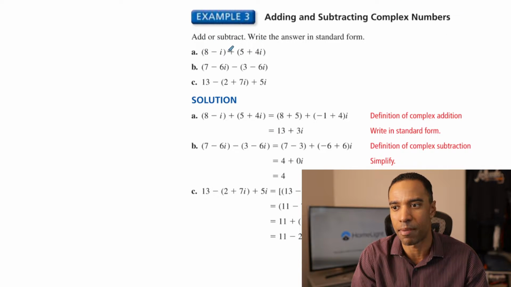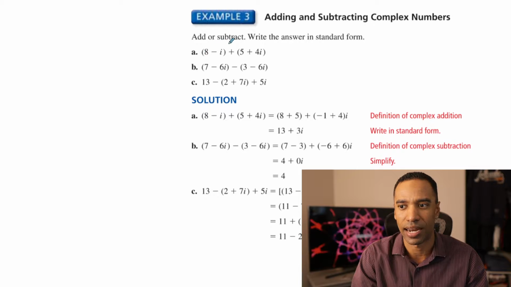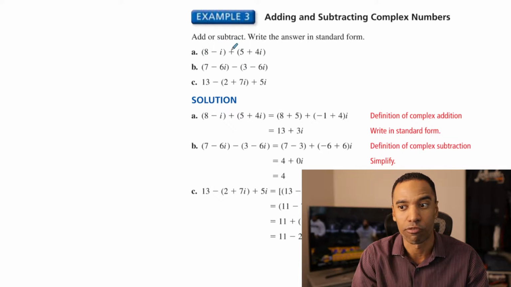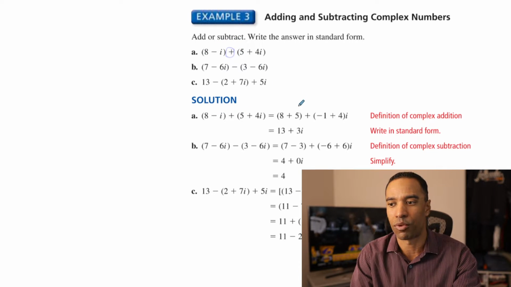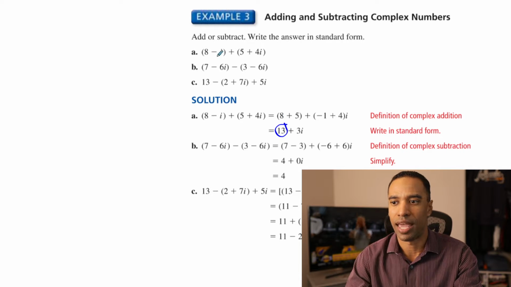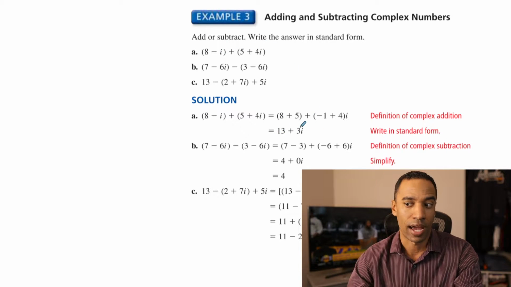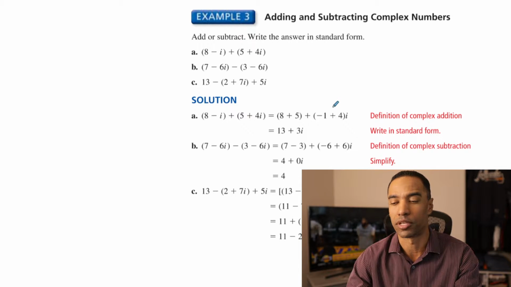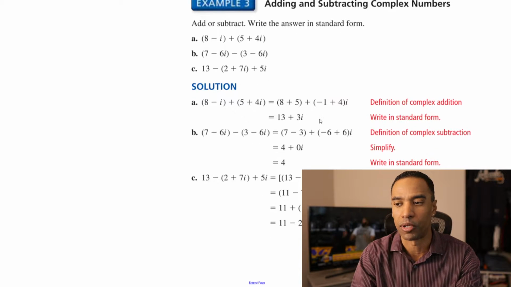Add or subtract these: 8 minus i plus 5 plus 4i. You add 8 with 5. This isn't FOIL, by the way. That's a plus. So you add 8 with 5 to get 13. And then you do negative 1i plus 4i, which is 3i. You get 13 plus 3i as your new complex number result. That's their standard form equivalent.